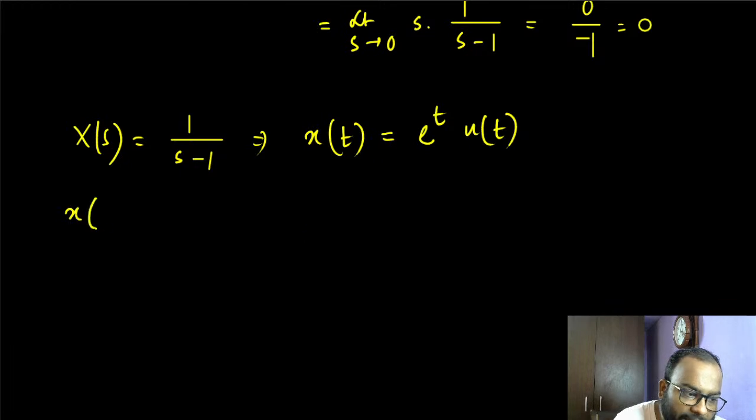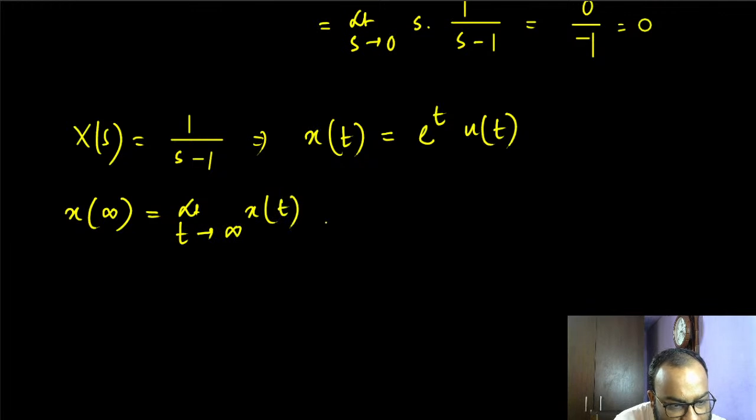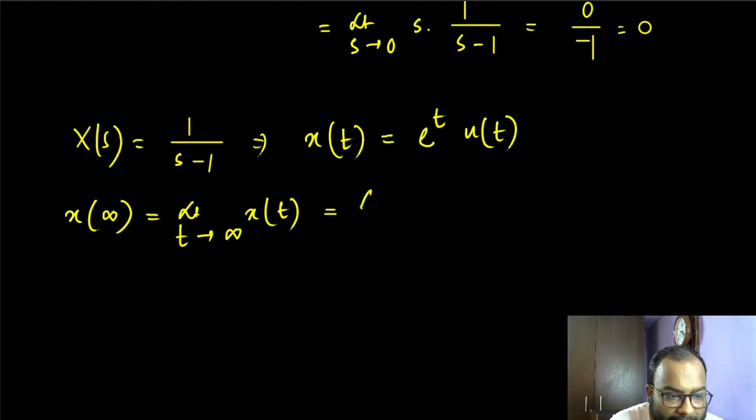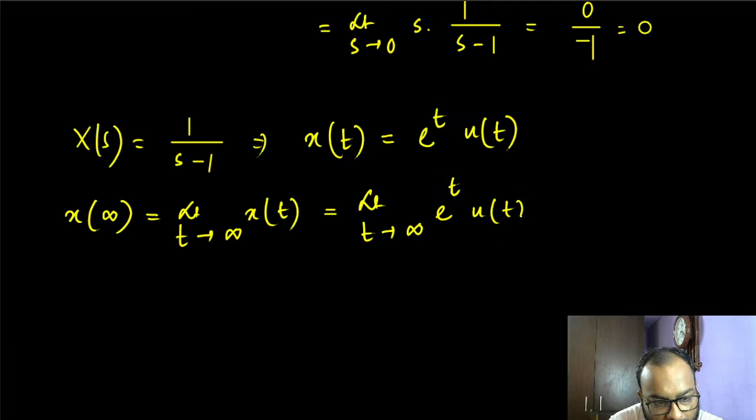What I wanted to figure out was x(infinity). What is the value of x(t) when t is a very large number? So the limit as t tends to infinity of x(t). This is the actual way, not using the final value theorem. If I calculate that, we are going to calculate the limit as t tends to infinity of e to the power t, and u(t) is of course 1 there. So what is this limit? This is going to be e to the power infinity, which is a really, really large number. So this limit actually goes to infinity.